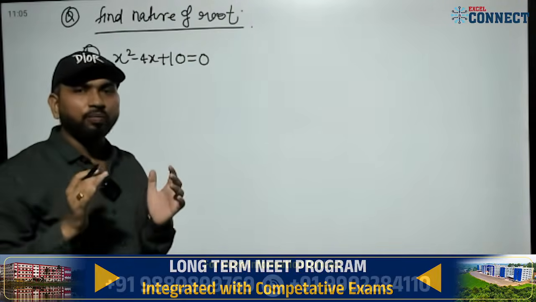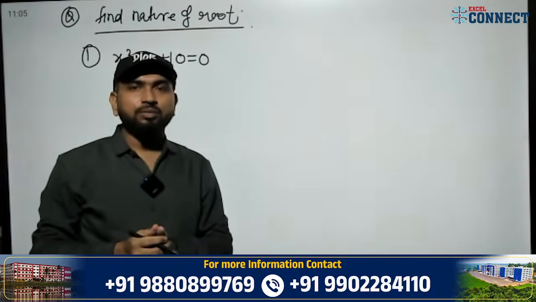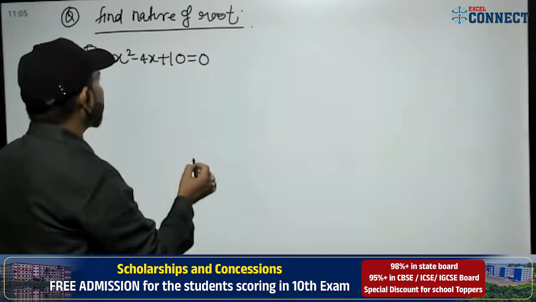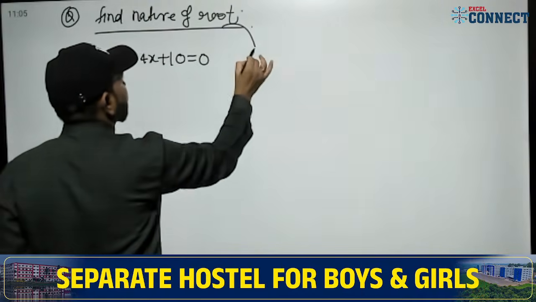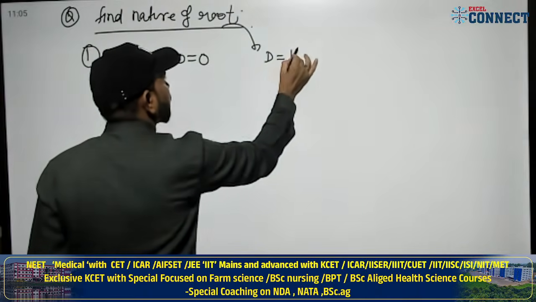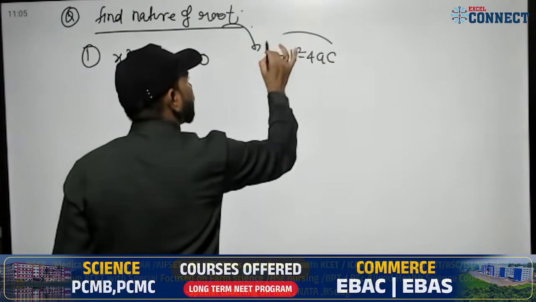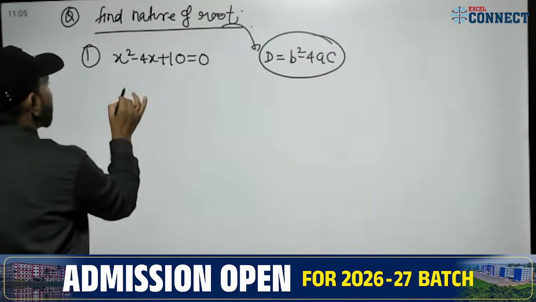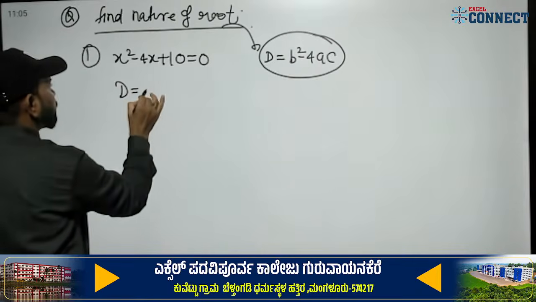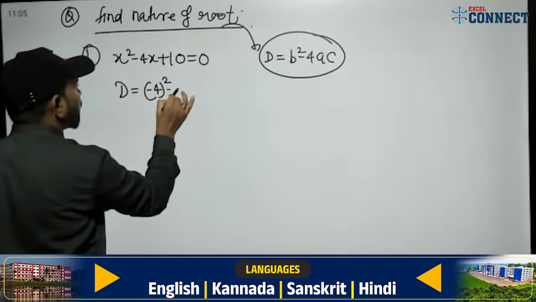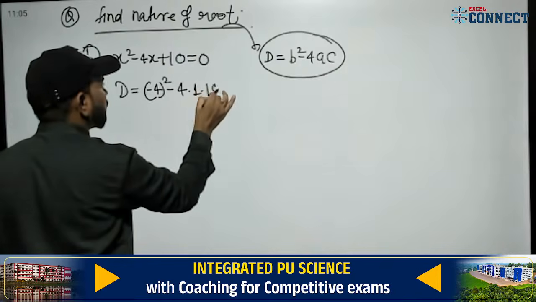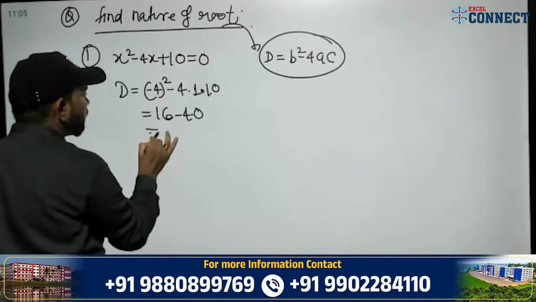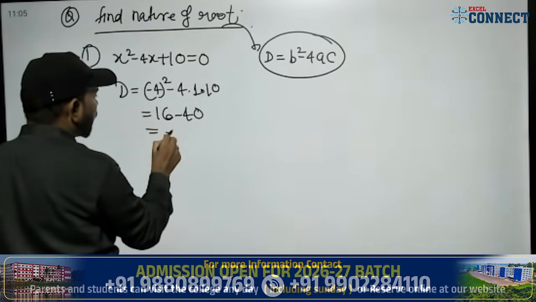Nature means how can you find the nature? Nature is found from the discriminant D. D is equal to b square minus 4ac. So you can say, sir, nature we can discuss by D. Tell me, D is equal to b square, that is minus 4 square, minus 4 into 1 into 10. So this is 16 minus 40, it means minus 24. Yes or no?